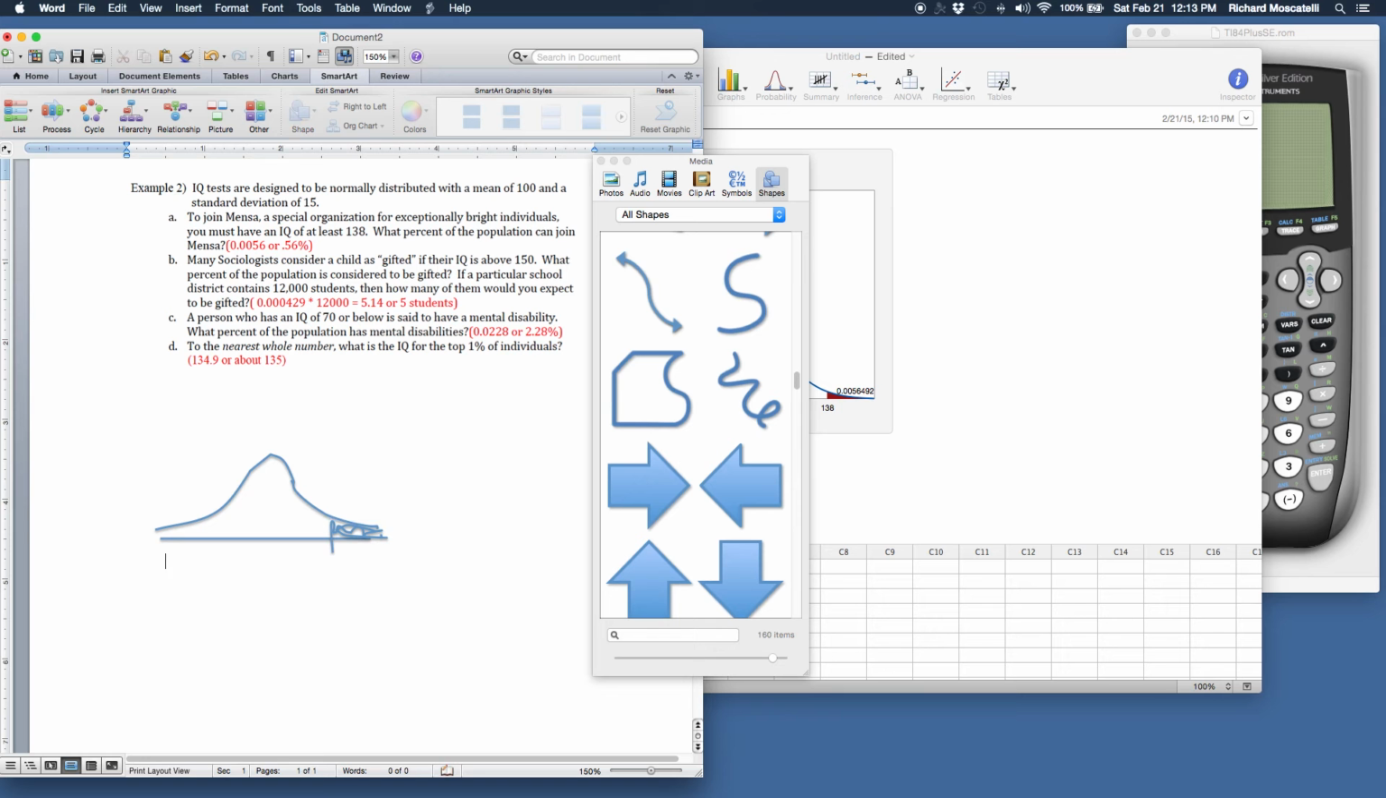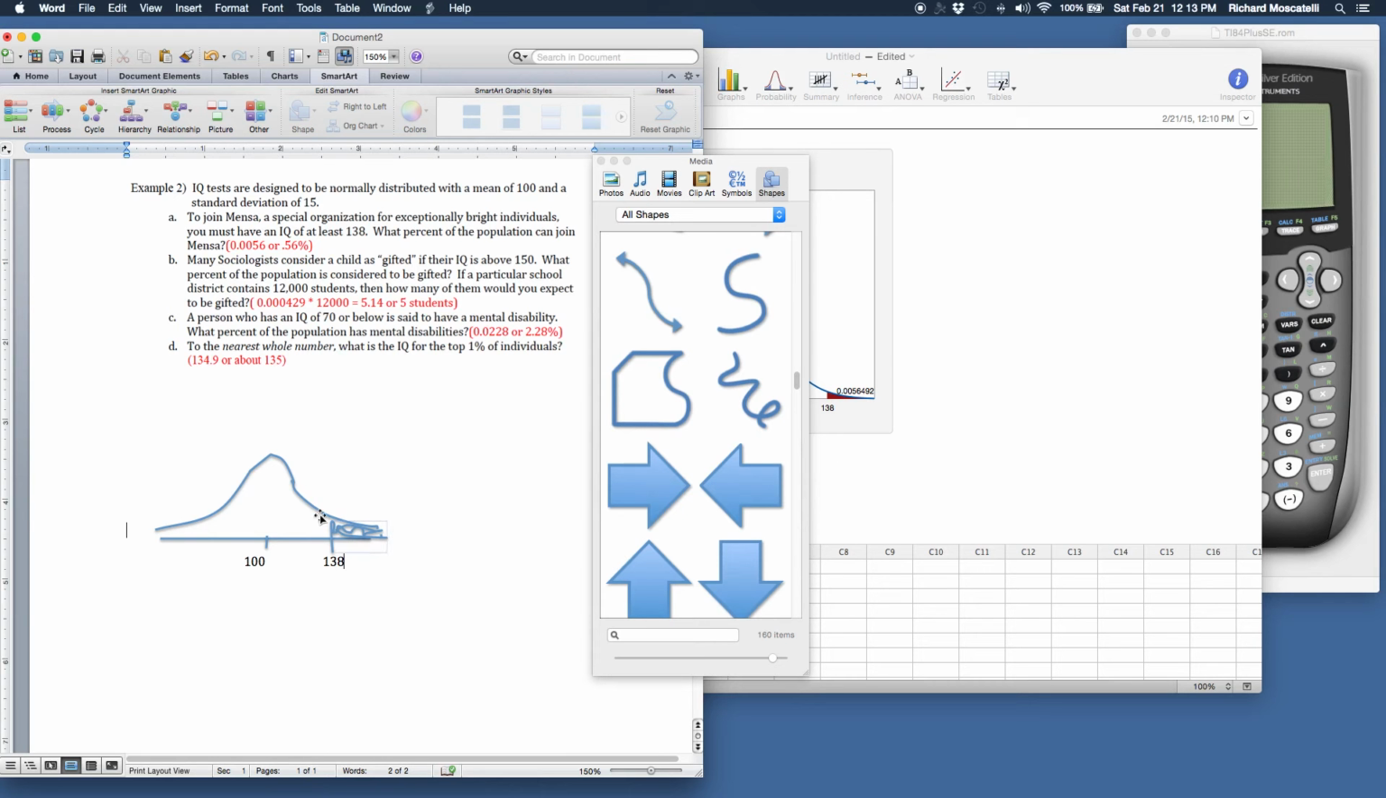So the mean's in the middle here. The mean's 100. And then this number here for x, which is what you need to get into Mensa, this would be the 138. So this question really is asking you this area to the right of 138. How much area is that under the bell curve?